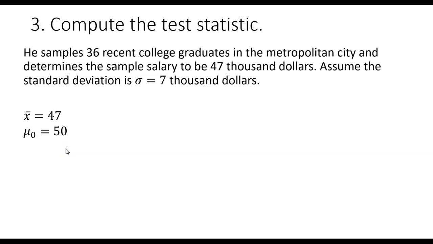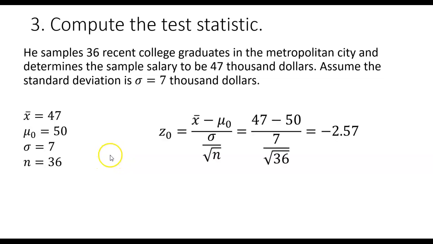As we mentioned, the given mean is 50, right? That's what we're testing. We know the standard deviation is 7 and our sample size is 36. I highly recommend you write these out. Identify the key values given in your statement. Once you have your key values, you recognize your formula for computing the test statistic. Because we know the population standard deviation, we are looking at a z test statistic.